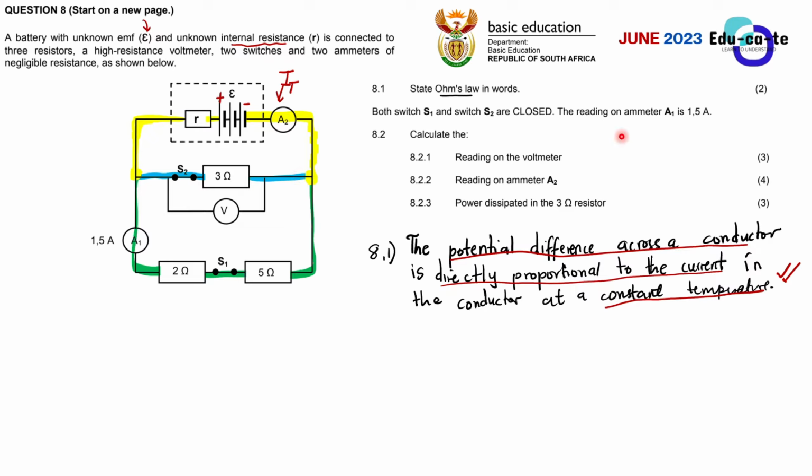Some of it will go through the 3 ohms resistor, some of it through the 2 ohms and the 5 ohms resistor. Now they say the reading on the ammeter A1 is 1.5 amperes. Let us look at A1. A1 is an ammeter here, and you can see by highlighting, this is the green current. A1 is measuring the green current. This is the split current. It's not the total one, because it has split from this yellow current. Some of it went to 3 ohms, some of it went to this 2 ohms and 5 ohms. So this 1.5 amperes is the current through the 2 ohms resistor.